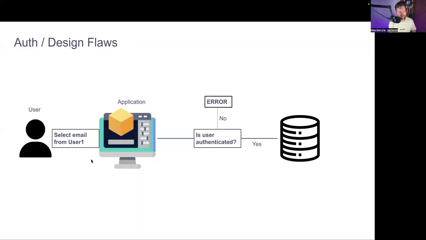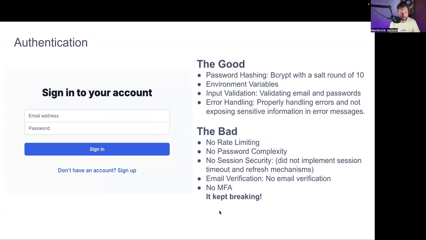So if we look at it, we have here a user who wants to see the email from user one. Is this person authenticated? Yes, then we can give him that. If it's not, then we throw an error. If we were to bypass that, that is an authentication flaw, because we're bypassing the check for whether this is an authenticated person.